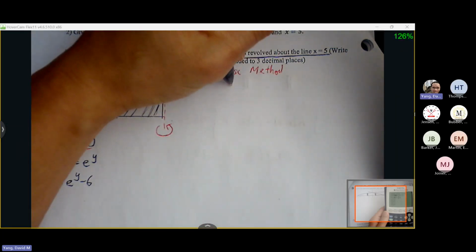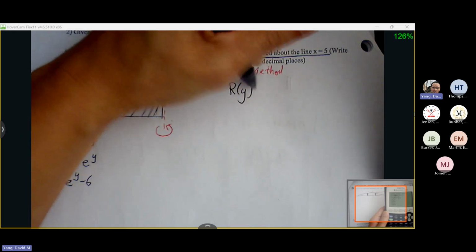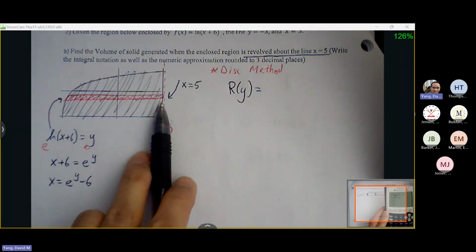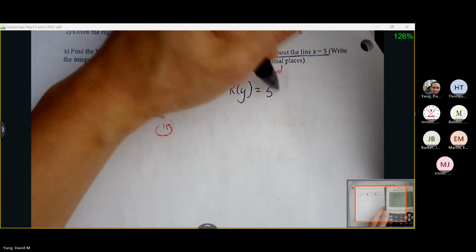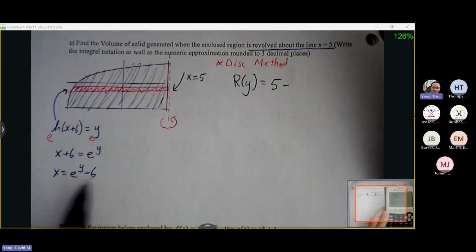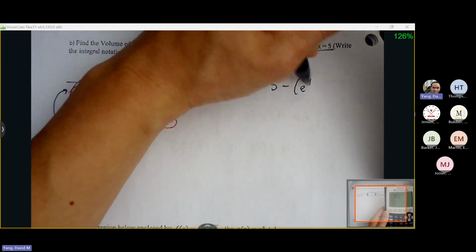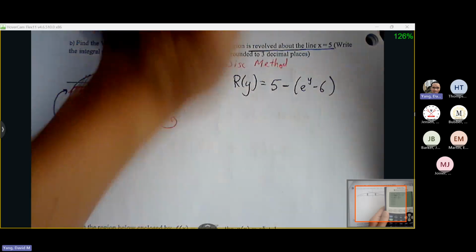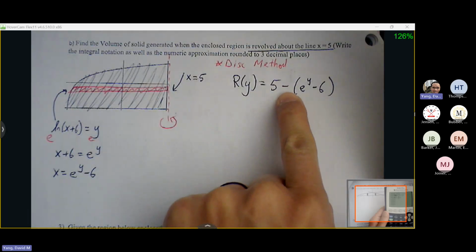Okay, so all we need is one big radius. Right endpoint is sitting on the 5. Left endpoint is sitting on the adapted equation, e to the y minus 6. Careful though, we do need to put parentheses around that left function. We need that negative to distribute.